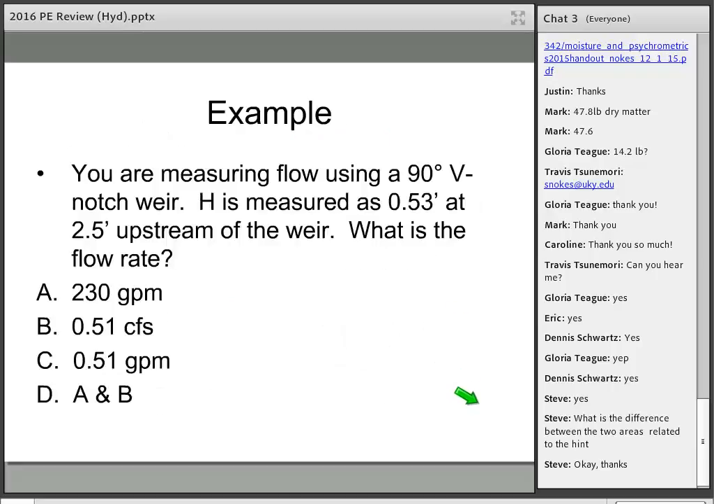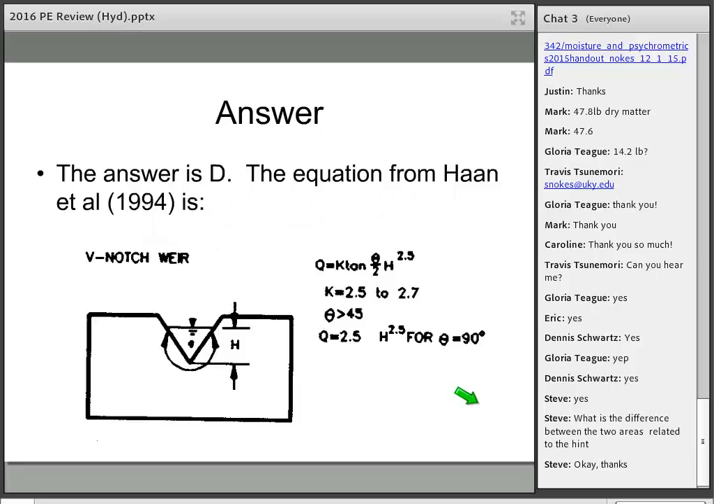Okay, let's look at some of these. Here's an example. You're going to measure flow. You've got a 90-degree V-notch, which is a typical one you'd use for flow. H is measured as a little over half a foot, at 2.5 feet upstream from the weir. What is the flow rate? Okay, and you've got the choices of 230 gallons per minute, 0.51 CFS, 0.51 gallons per minute, and A and B, indicating that those are the same number. And the answer is actually A and B.